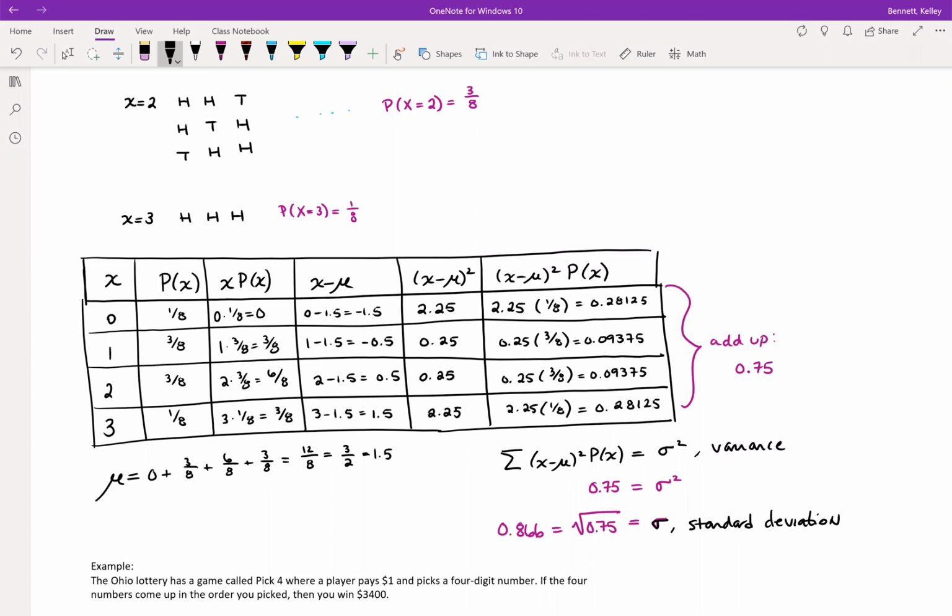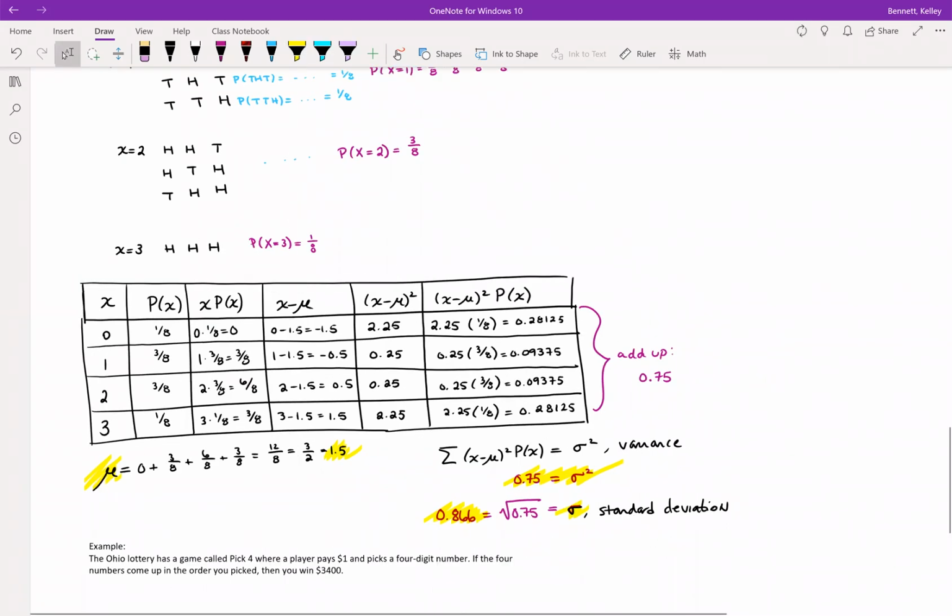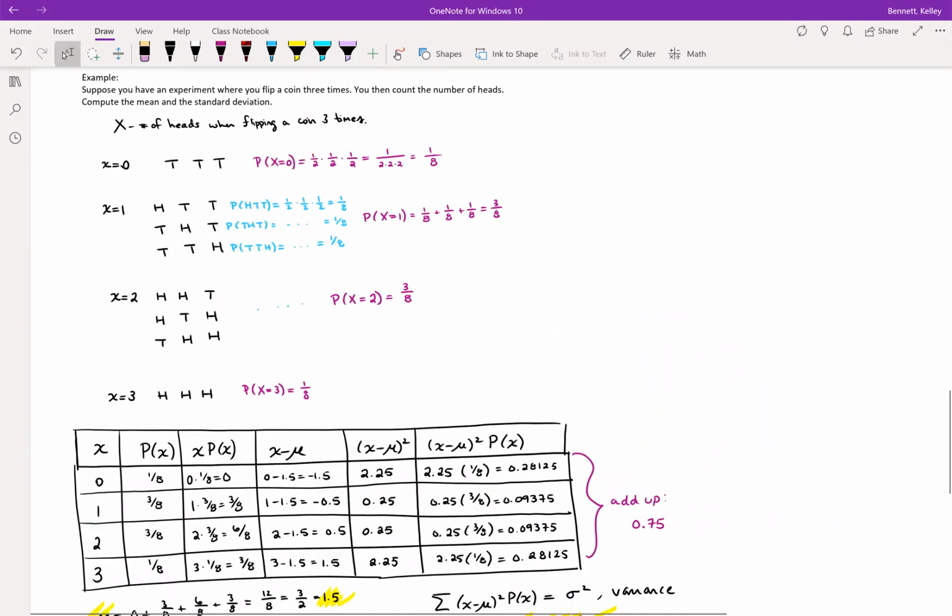And then we also had mu. So we found all the things that they wanted us to find, right? So we've got mu, 1.5. We've got our variance, 0.75. And then we've got our standard deviation, 0.866. And of course, we have to be mindful of how many decimal places they want, but this is the method of how it's done.